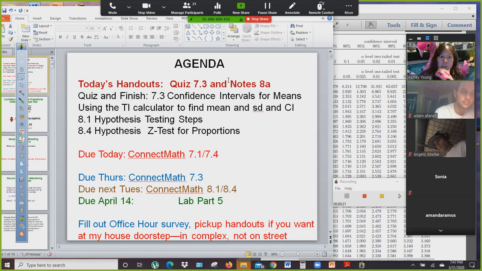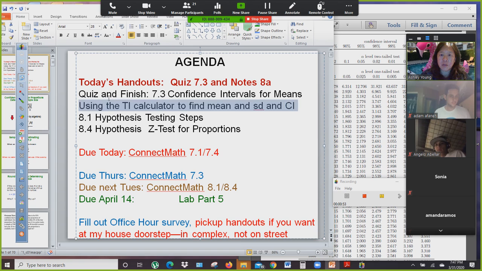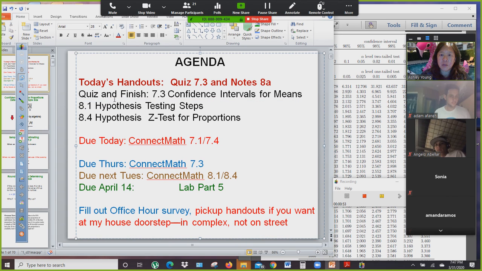Thank you. So today, these are the handouts you need: Quiz 7.3 and Notes 8A. Those are the ones we're going to be working with today. We're going to do the quiz for 7.3, and then we're not going to do this part here. Delete that. Then we're going to do hypothesis tests 8.1, and probably not 8.4. We're just going to do 8.1.